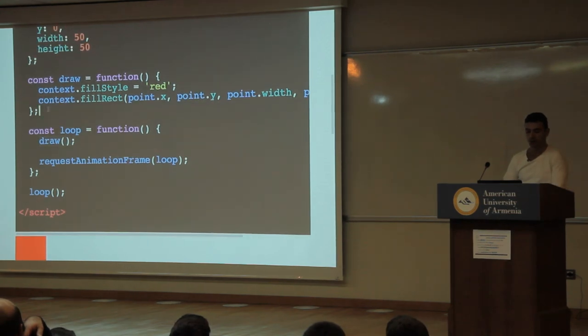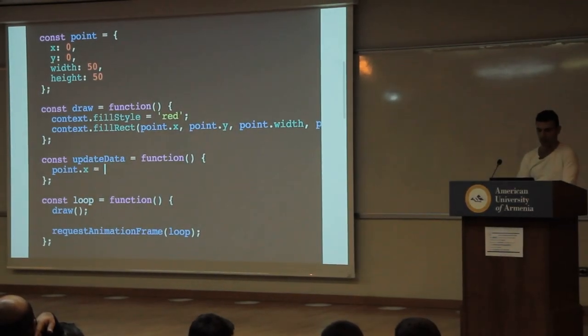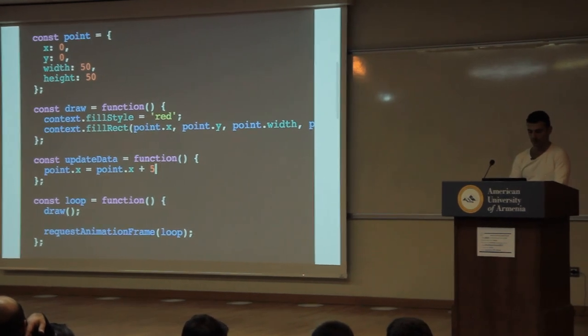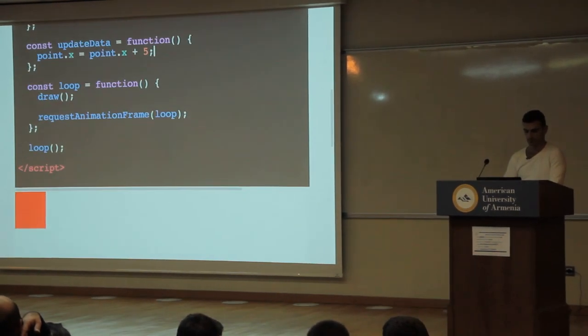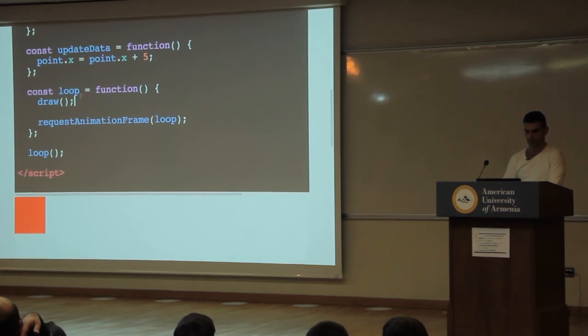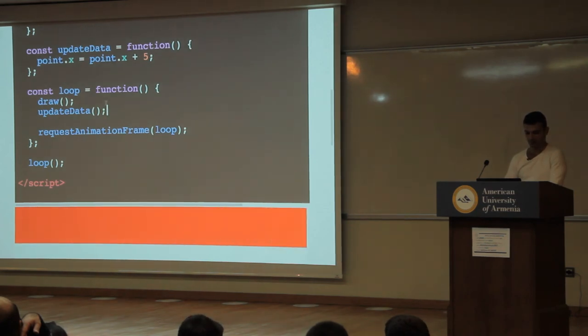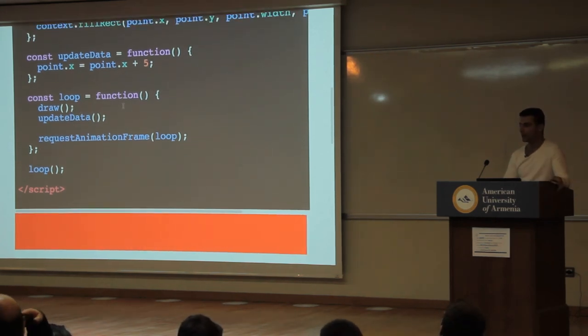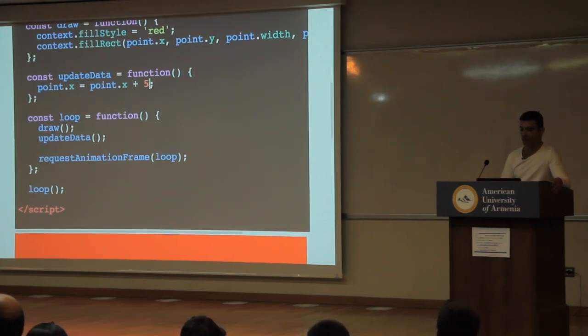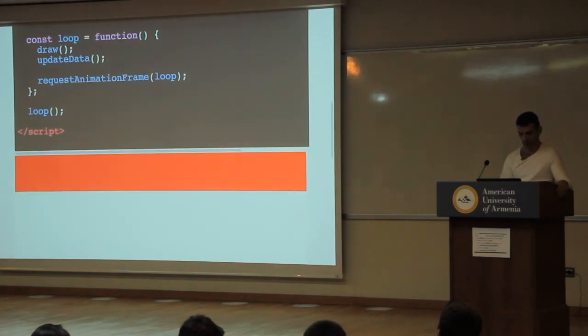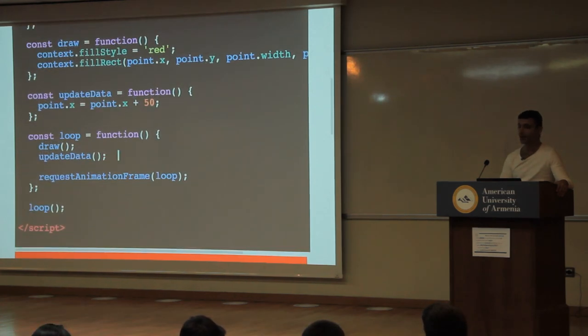So let's change something about it. So in addition to draw, point.x becomes point.x plus 5. And let's call update. Whee! Let's do it again. Whee! Now, what is happening? By the way, how can I make it go faster? Wee! Wee! Okay, how can I make it go slower?